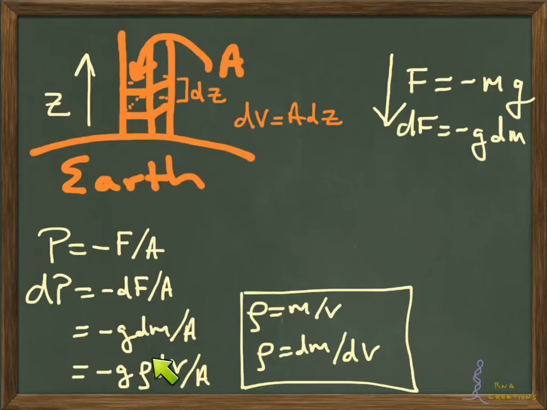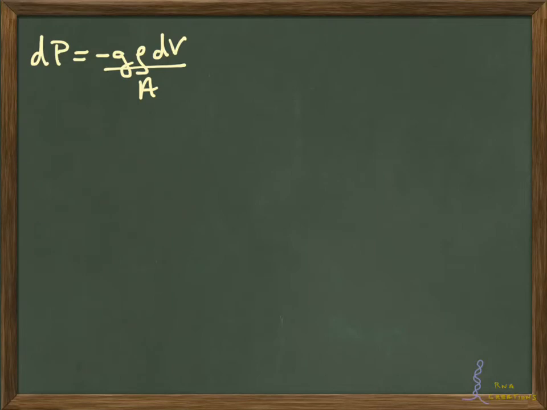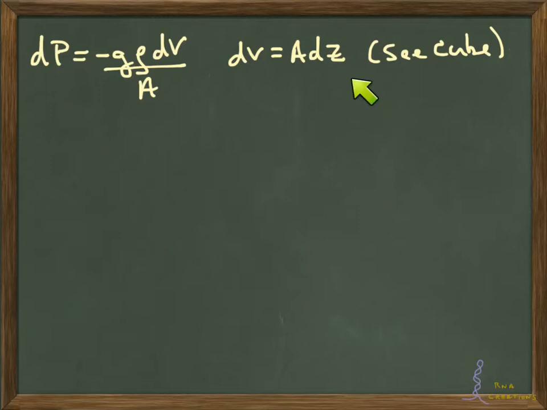When we do that, we replace dm with rho dV, and we're left with minus g rho dV divided by A. We can carry this final equation over onto the next page. When we look at this, we can see dV over A. We can replace dV with the definition from our sketch, in which dV equals A times dz. When we do that, we end up with minus g rho A dz over A, and we can cancel the A's to leave us with dP equals minus g rho dz.